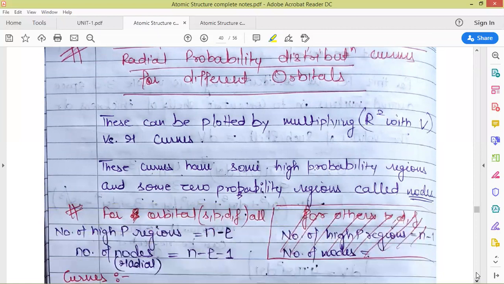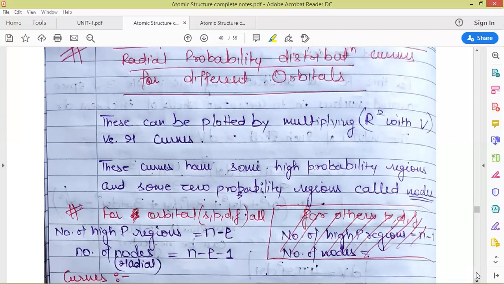So these can be plotted by the multiplication of that volume element which we have considered and r square, which is the square of the wave function, which gives us the probability. So these curves have some high probability regions and some zero probability regions.